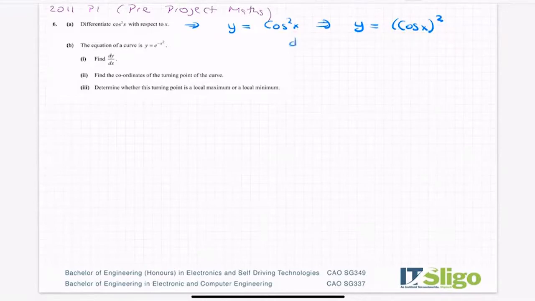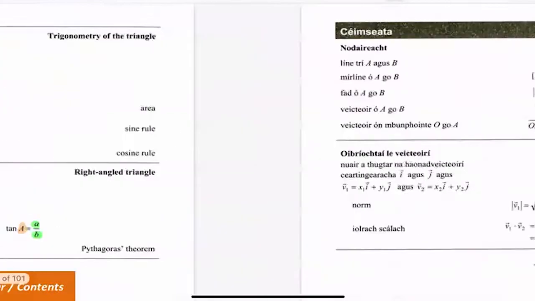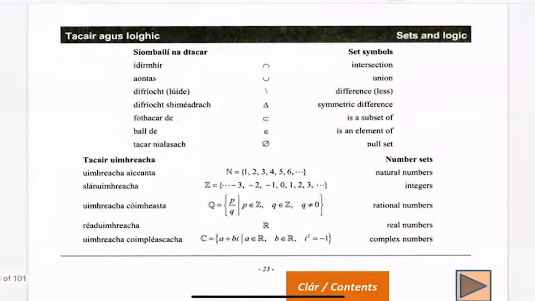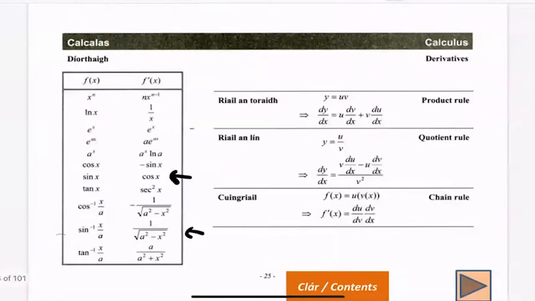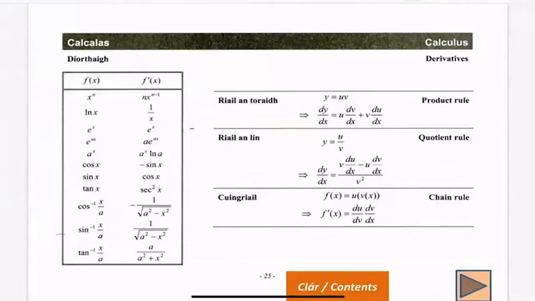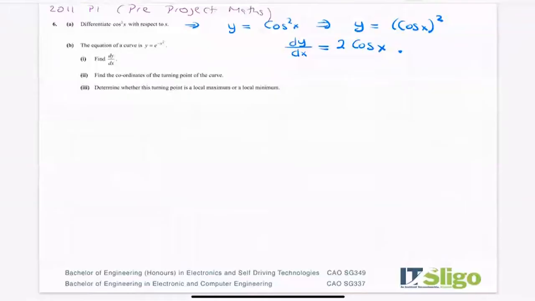Well, to me, it's easier to differentiate it when it's like this, because now I can see it's a chain. So take down the power, reduce the power by 1, and then I must multiply it by the inner function differentiated. So this is a chain. So let's find our trig functions, which are here. Okay, so our cos goes to minus sine. So it's by minus sine of x.